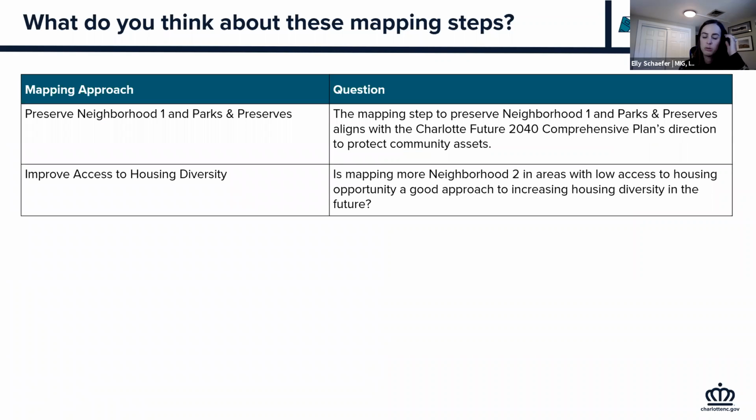So we've got another question for you we want to ask at this point. Now we're looking at the second row in this table. Is mapping more neighborhood 2 in areas with low access to housing opportunity a good approach to increasing housing diversity in the future? We want to know whether or not you agree that using neighborhood 2 to help address those housing inequities is a good approach. We'll launch another poll if we haven't already. We just launched that, so we're going to give it about 20 seconds for everybody to answer. Great, thanks.